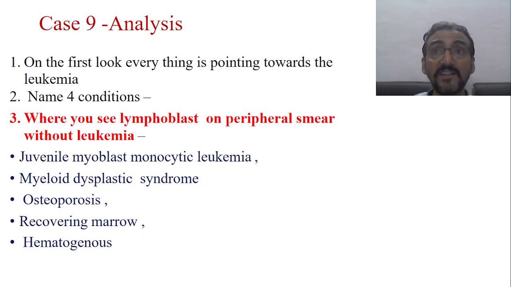Peripheral smear में आपको blast cells ही मिलेगा. पेरिफेरल माने जो ल्यूकेमिया में जो मिलता है ब्लास्ट, वो peripheral smear में आपको मिलेगा without leukemia. So one thing is very clear: all the time you get a blast, it is not always leukemia. Blast can be seen in case of juvenile myelomonocytic leukemia, myeloid dysplastic syndrome. It can be seen in case of osteopetrosis, it's not osteoporosis, osteopetrosis. Blast can be also seen in recovering marrow.